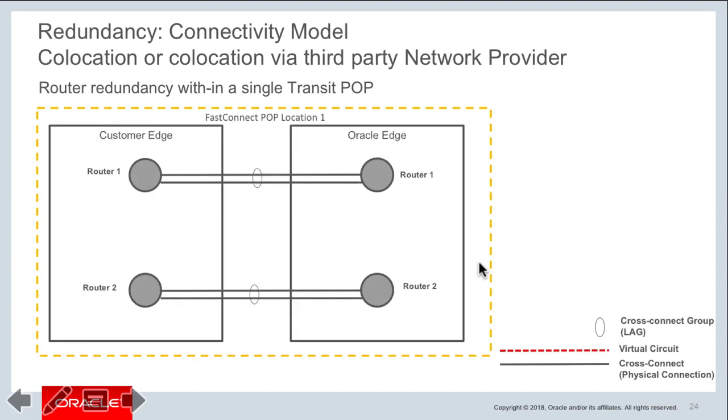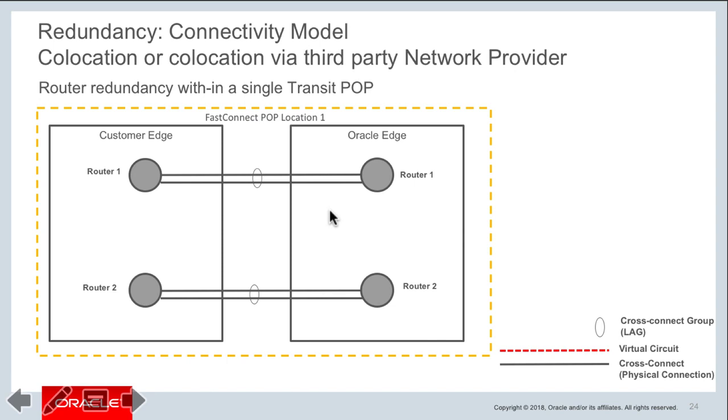The second is router level redundancy within a single transit POP. For instance, you are not co-located across the two transit POP locations, it's not financially good for you, and you are only present in one of the FastConnect data center locations. In that case, you can go ahead with this kind of redundancy option. Each transit POP has at least two physical routers, at least two edge routers.